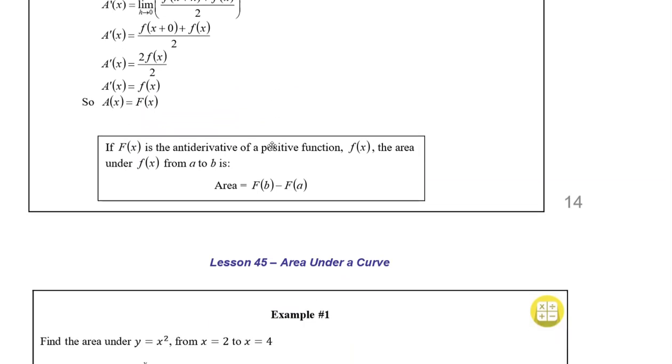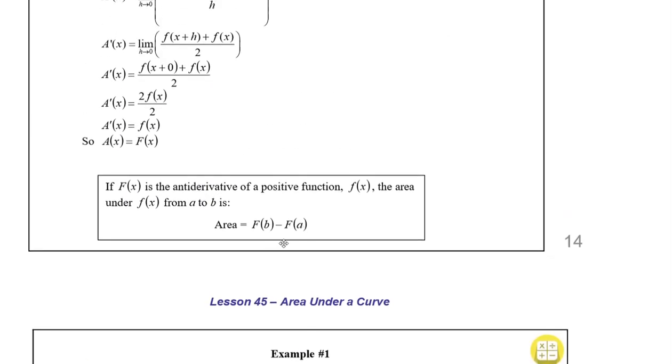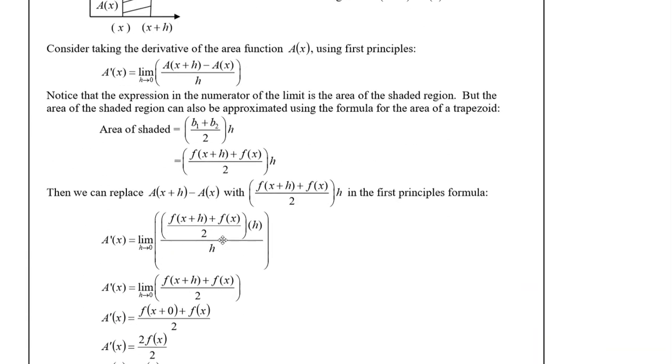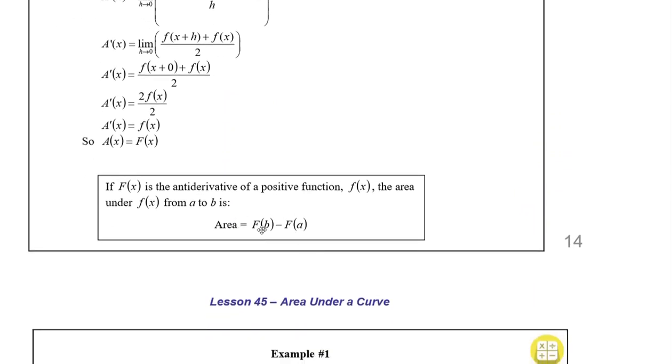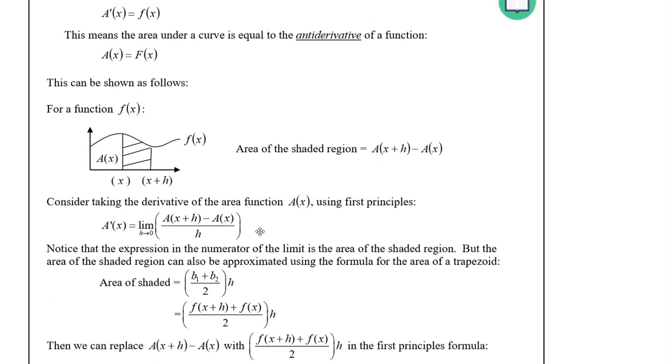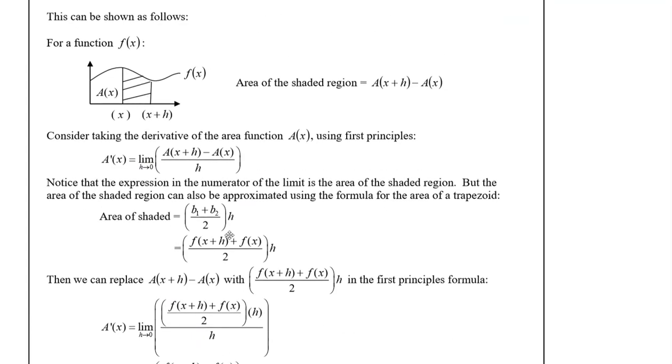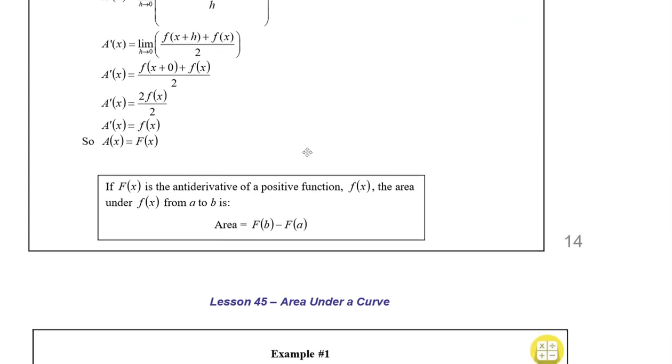Okay, so in general here, the way this is going to work is that if we want to find the area, then what this says is the area is equal to the antiderivative at B minus the antiderivative at A. That's just saying the antiderivative at this point minus the antiderivative at this point would be the area between those two values.